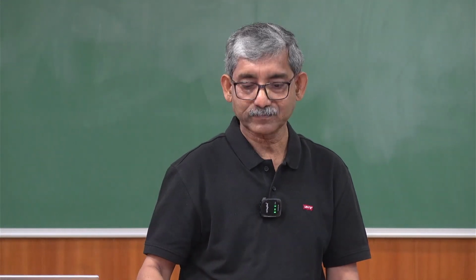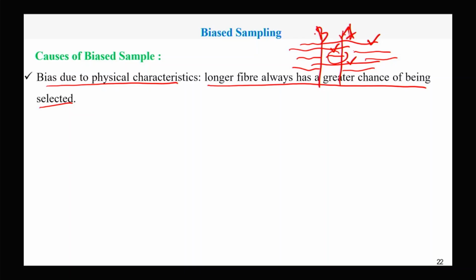Suppose I grip at point A or point B, all the long fibers are selected. So this is due to the physical characteristics of the fiber. It automatically generates the biasness.